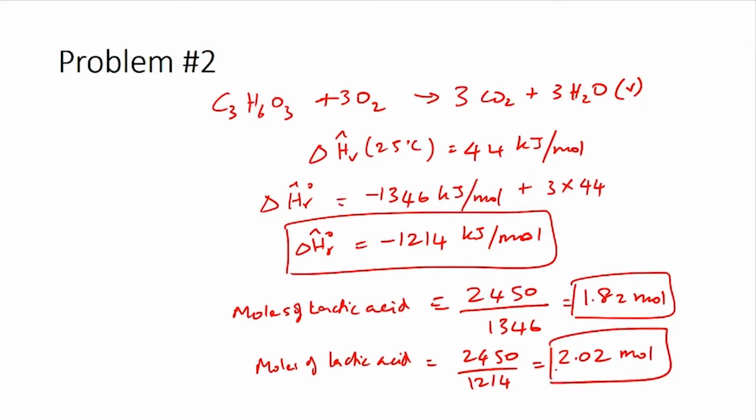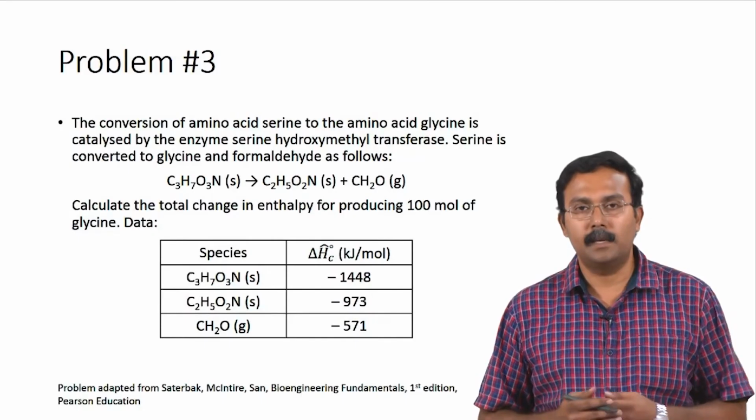So, we approximately have about 1.8 to 2 moles of lactic acid being burnt to produce carbon dioxide and water, and this is calculated based on the heat of reaction which we obtained using the heats of formation. Now, let us look at the third example problem.